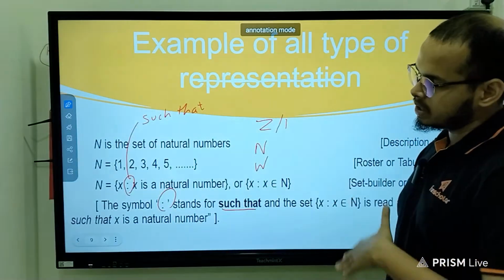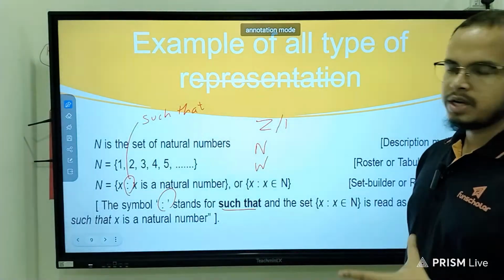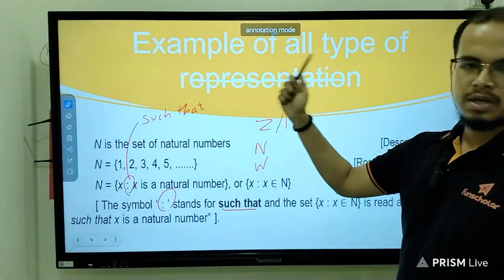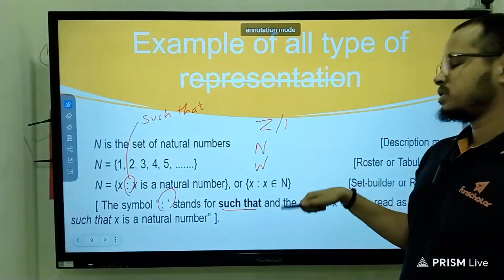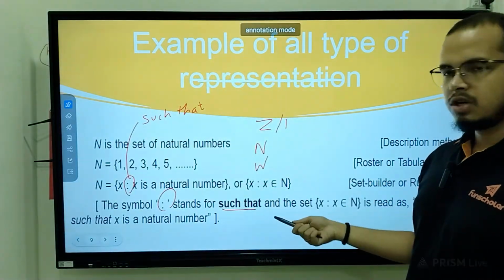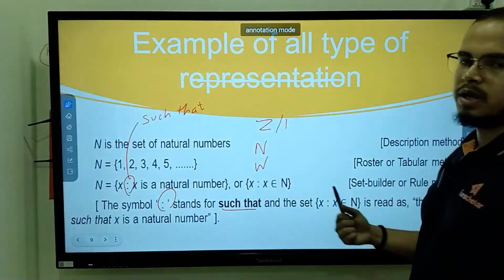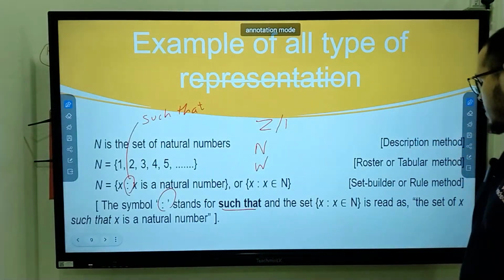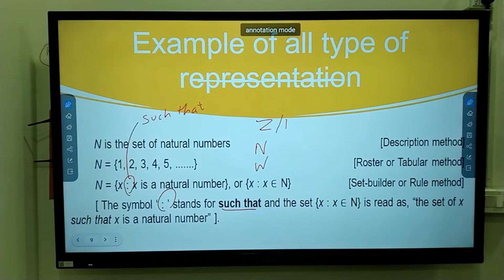So we have understood the three types that we should write for the set of natural numbers: first the descriptive method, second the tabular method, and third the set builder or rule method. Give it a watch, guys, for a second.